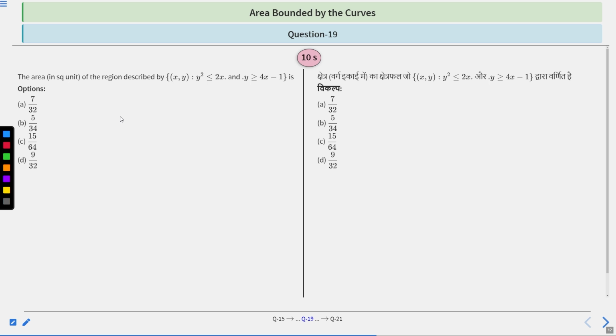Now, let's move to the next question, question 119, which says: the area in square units of the region described by {(x, y): y square is less than or equal to 2x and y greater than or equal to 4x minus 1} is. So again, we have two regions. First region is y square less than or equal to 2x, and second region y greater than or equal to 4x minus 1. So we will have to calculate the area inside the region of y square equal to 2x and outside the line y equal to 4x minus 1. That is the area subtended between this parabola and this straight line.